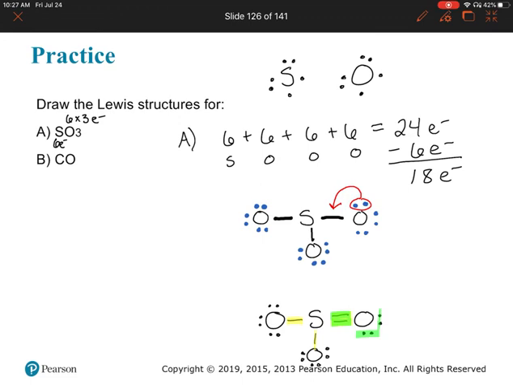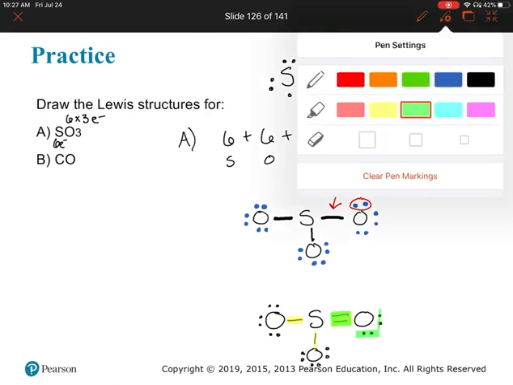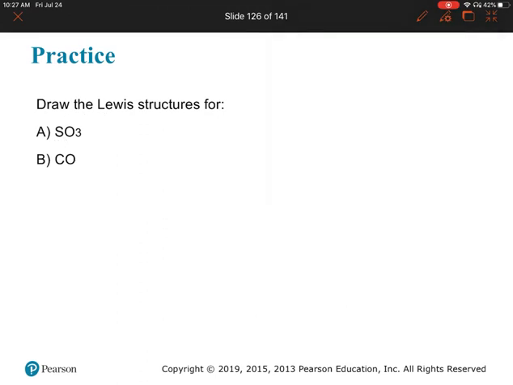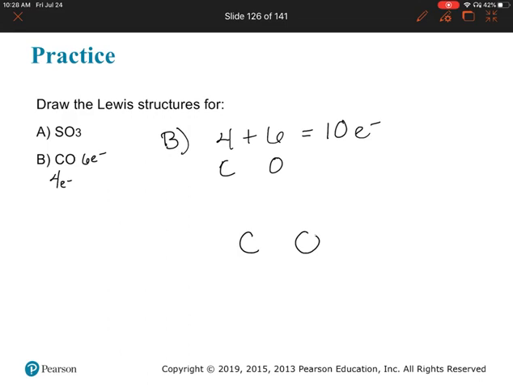All right, so now let's look at carbon monoxide. Part B. Let's count up how many valence electrons we have total. Carbon has 4, oxygen has 6. So 4 plus 6 gives me 10 electrons to work with. For this structure, we only have 2 atoms, so they'll just be side by side. We don't really have to figure out which one's in the middle.